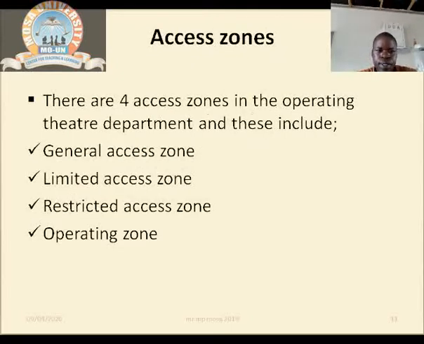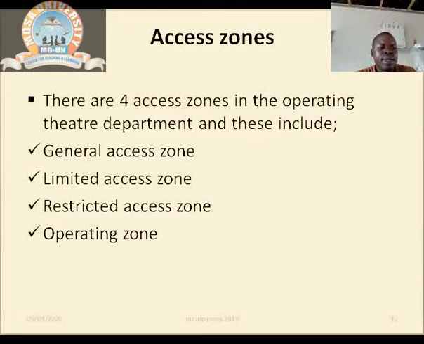Okay, so that was the environment of theater. Under the environment of theater, we also have what we call access zones. There are 4 access zones in the operating theater department, and these include the general access zone. This general access zone is a zone that can be accessed by anyone who goes into theater.